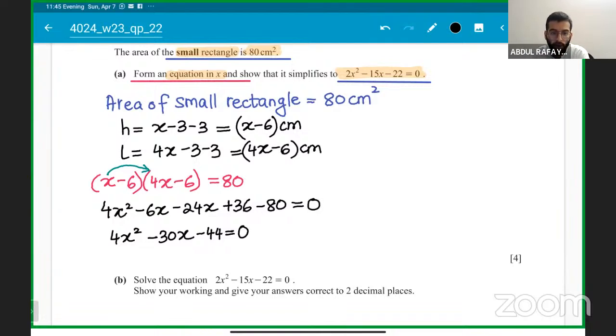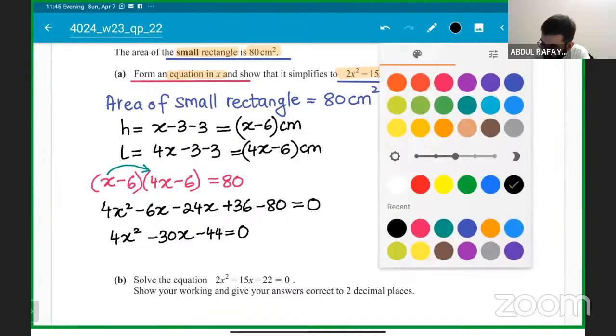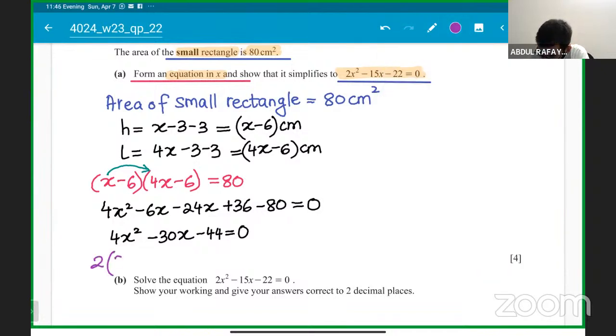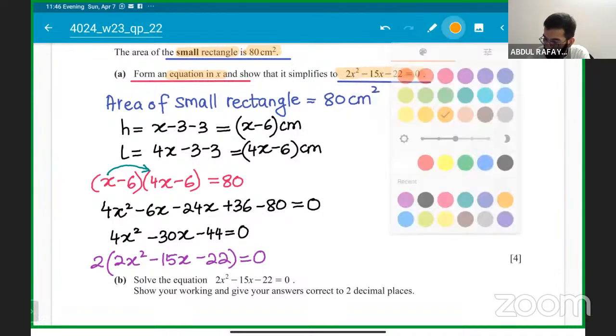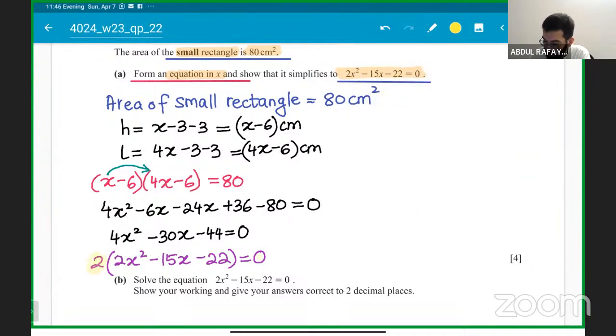Now can we apply 4 common? No, but we can apply 2 common. So you have to simplify it, sir. So 2 common, it will be 2 2s are 4, 2 15s are 30, 2 22s are 44. So 0 divided by 2 cancels out. Basic maths. So here we go, sir. We have proved it. It is coming 2x square minus 15x minus 22 is equals to 0.